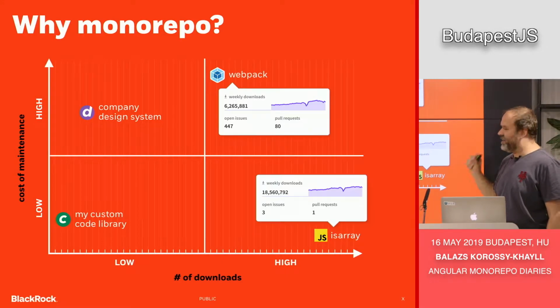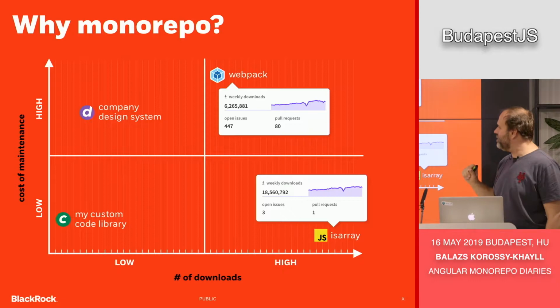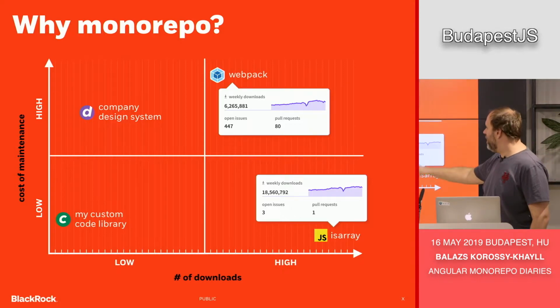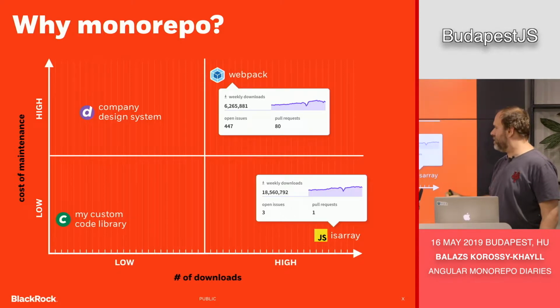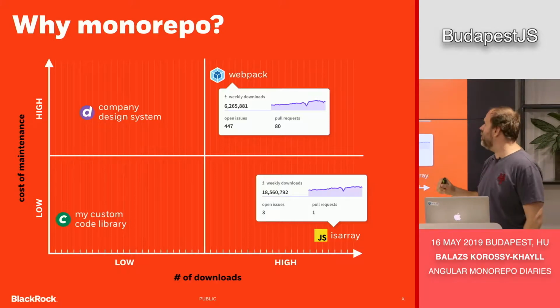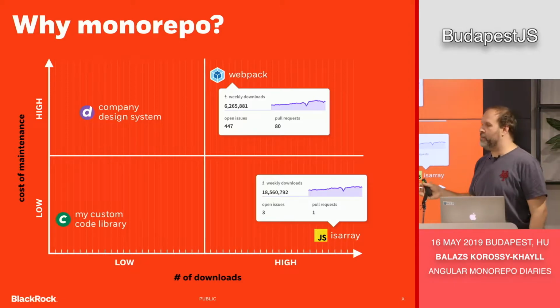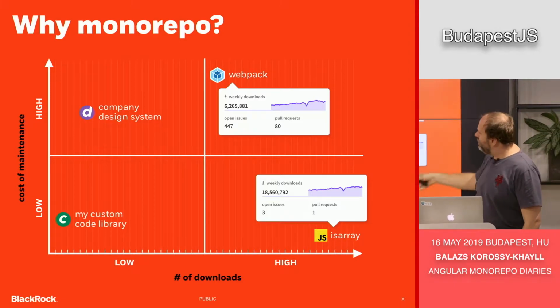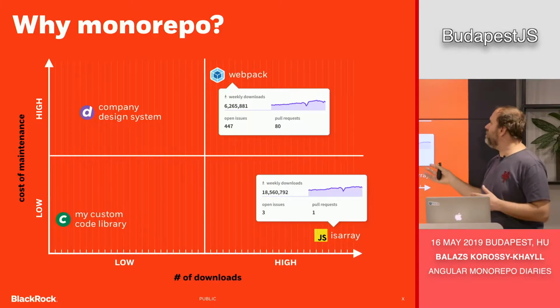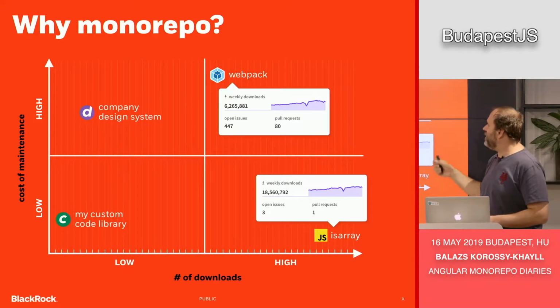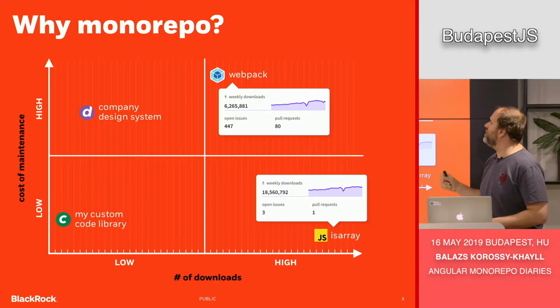isArray is a nice little npm package. It has 18 million downloads in a week. So it's amazing. It's one line of code. It has a low cost of maintenance, but still is a problem that many people are facing. So for these things, it's worth doing an npm package, and it's worth the cost of maintenance.